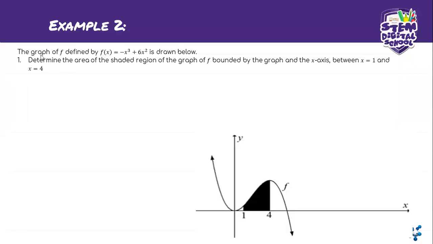All right, example 2. The graph of f defined by f of x equals -x cubed plus 6x squared is drawn below. We can see this is the graph of a cubic, and it's clearly shown the area that we'll be calculating, this shaded part here. We have the lower limit, which is 1, and the upper limit, which is 4. Let's read the first question. Determine the area of the shaded region of the graph of f bounded by the graph and the x-axis between x equals 1 and x equals 4.